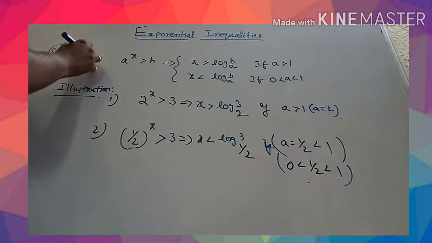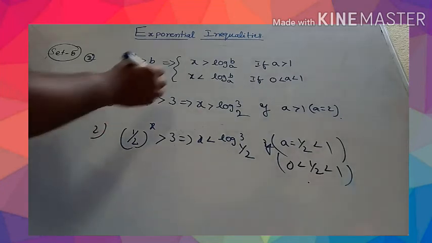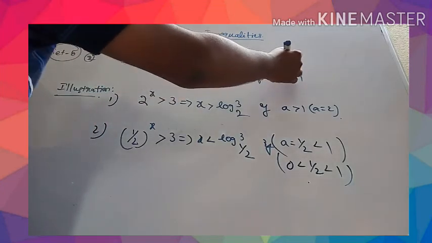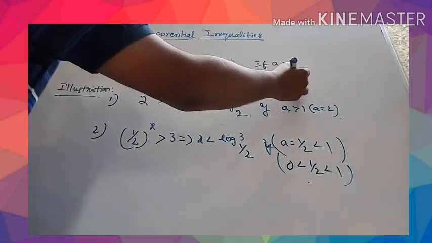In the same way, the second one is a power x is greater than or equal to b. It is maintained when x is greater than or equal to log b to the base a if a is greater than or equal to 1, and x is less than or equal to log b to the base a when a is less than or equal to 1. The equal to symbol is maintained in this way.